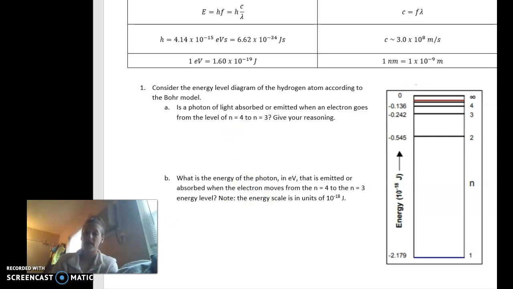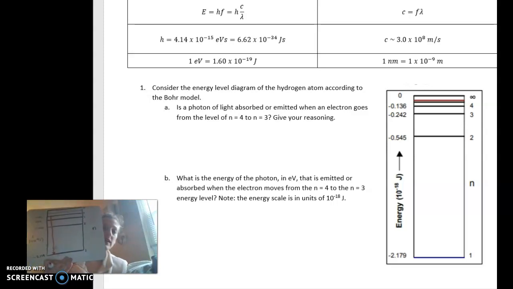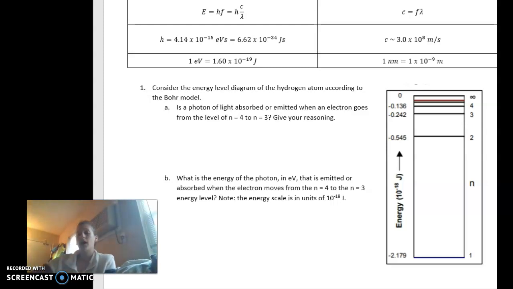The easiest way to go about this is to draw it, so I'm going to sketch it on a piece of paper. We know that we're starting on the n equals 4 state. The first thing my electron could do is jump from n equals 4 to n equals 1. Just like I showed you guys yesterday, that's an arrow from n equals 4 to n equals 1. Just for fun, if we wanted to know how much energy that is, we would take the energy of the ground state, 2.179, and subtract the energy of the n equals 4 state, 0.136.